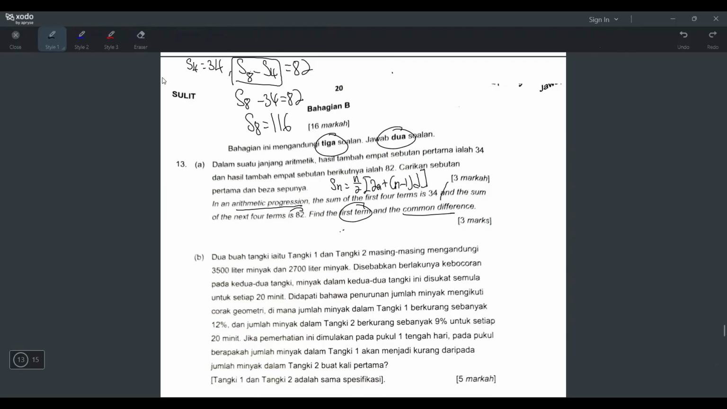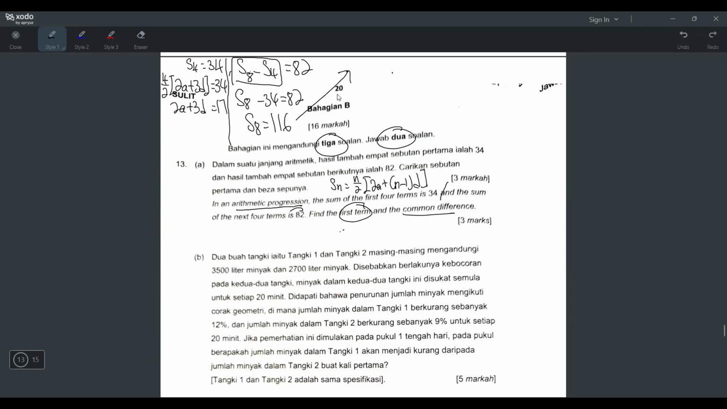Okay, for S4, which is 34, let's go. n over 2, so 4 over 2, big bracket 2a. A I don't have, I want to find it, so it's okay. Plus (n minus 1), 4 minus 1 is 3d, equals 34, right? 4 divided by 2 is 2, and 34 divided by 2 is 17. So this is 2a plus 3d equals 17. This is your first equation.